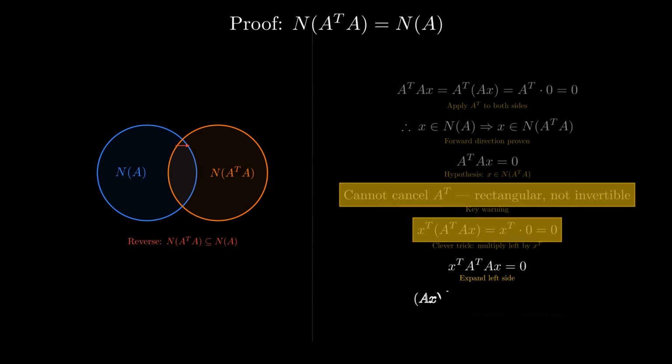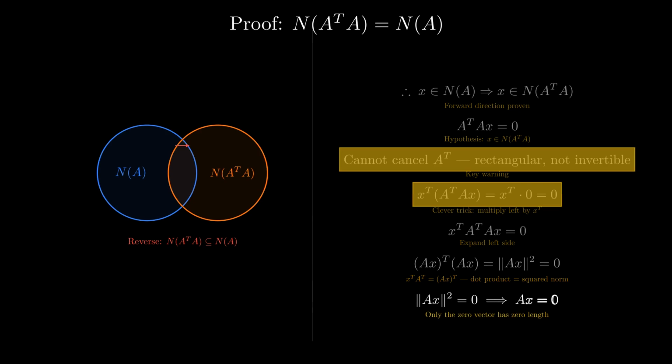Now here is the key insight. We can rewrite X transpose A transpose as the quantity AX transpose. So the left side becomes AX transpose times AX. This is the dot product of the vector AX with itself, which equals the squared length of AX. The right side is X transpose times 0, which is just 0. So the squared length of AX equals 0.